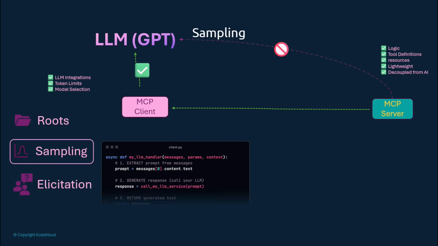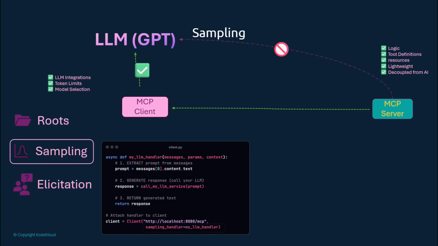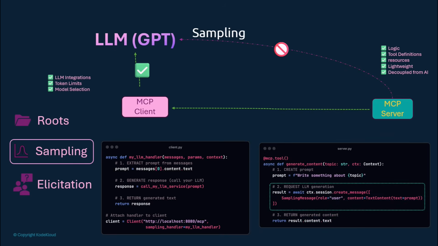So how is that done? On the client side, we need to define a sampling handler function and pass that in while creating the client object. On the server side, we can now send a message to the client using the context.session.create_message method and pass the sampling message, and then return the response back to the server.